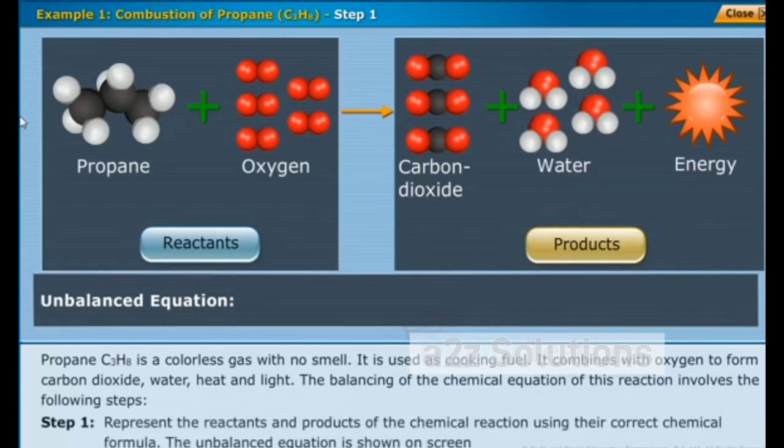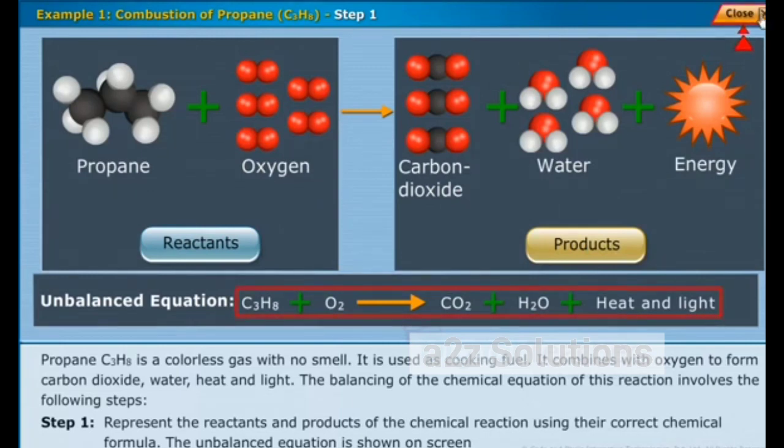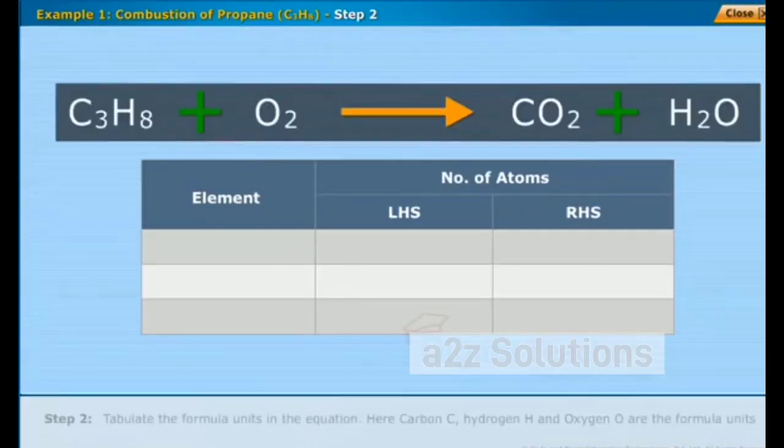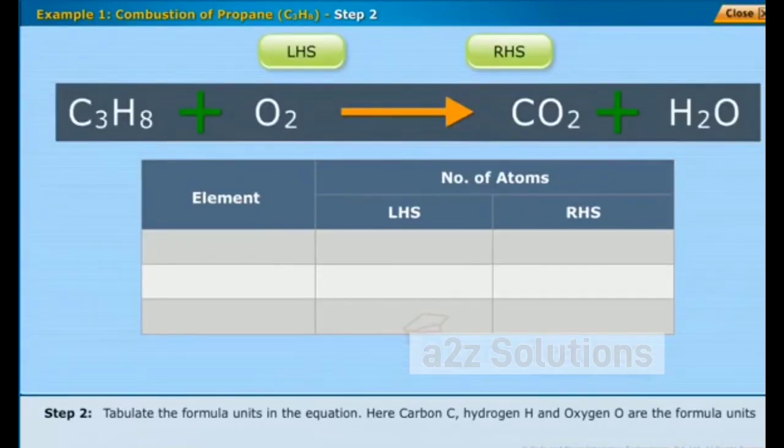Step 1. Represent the reactants and products of the chemical reaction using their correct chemical formula. The unbalanced equation is shown on screen. Step 2. Tabulate the formula units in the equation. Here carbon C, hydrogen H and oxygen O are the formula units.